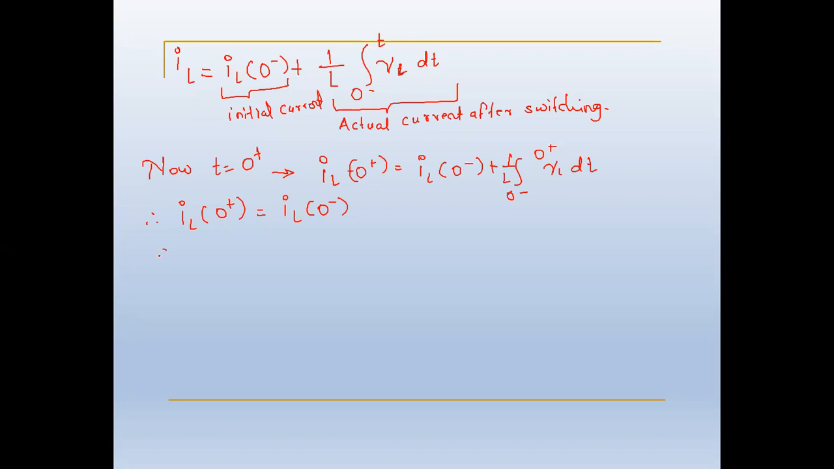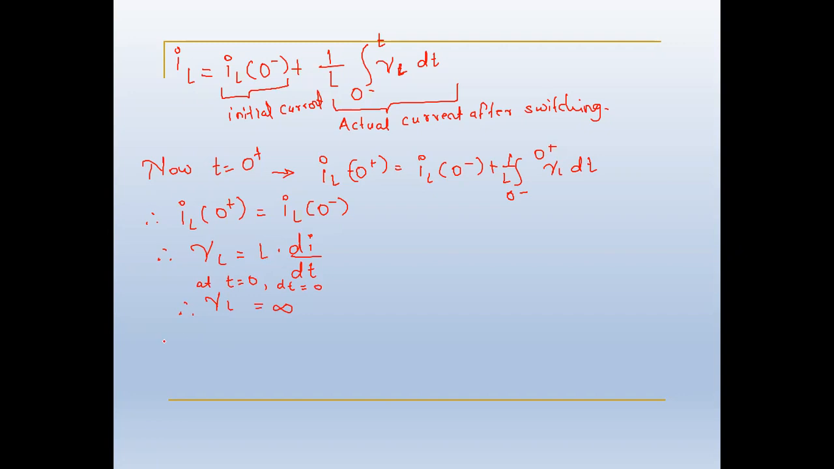Therefore, the voltage across the inductor is VL is equal to L into di by dt. Okay. Now at the time of switching, t is equal to 0, which means dt is equal to 0. Therefore, at t is equal to 0, dt is equal to 0, and VL is equal to infinite. So since the voltage across the inductor is infinite, at the time of switching, the inductor acts as an open circuit.